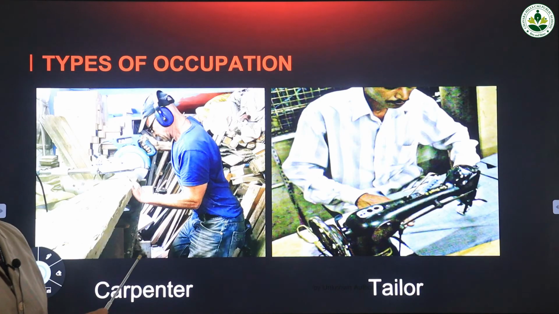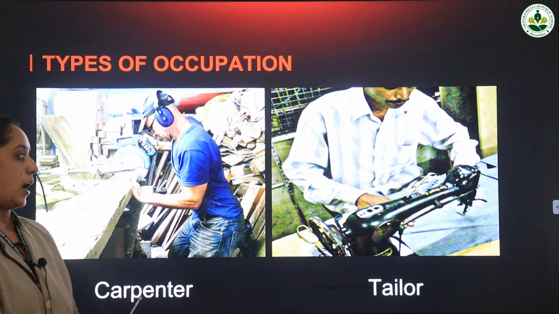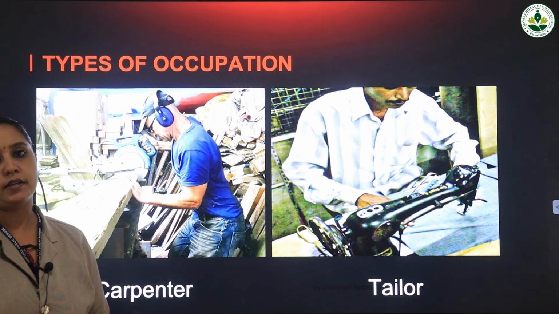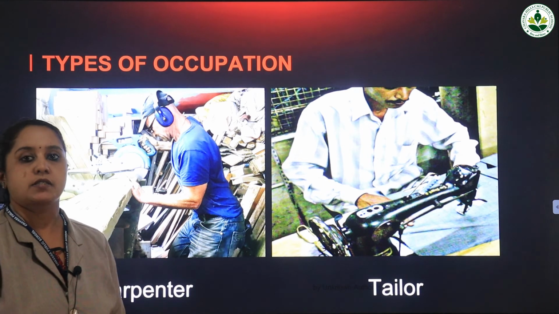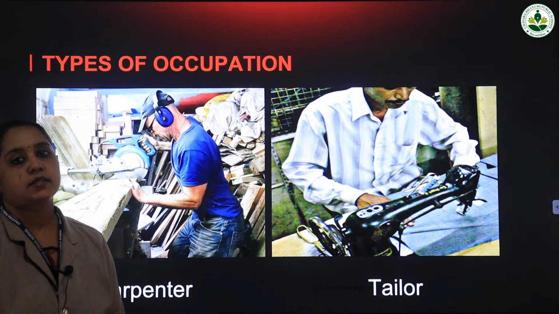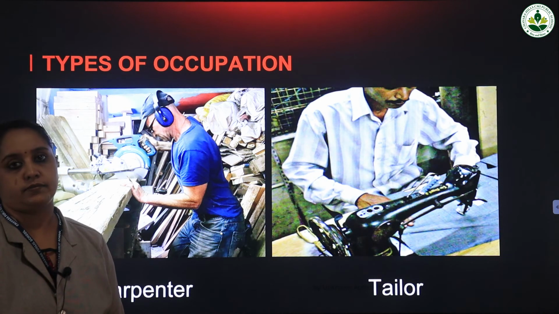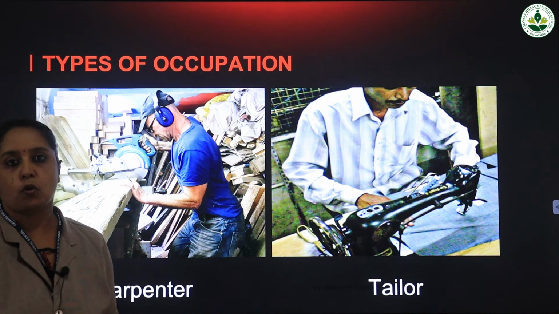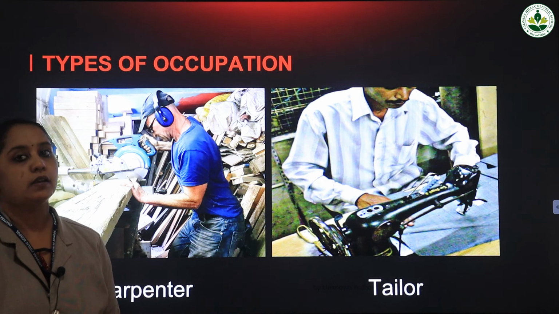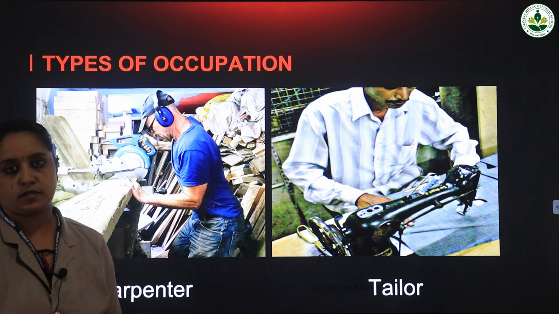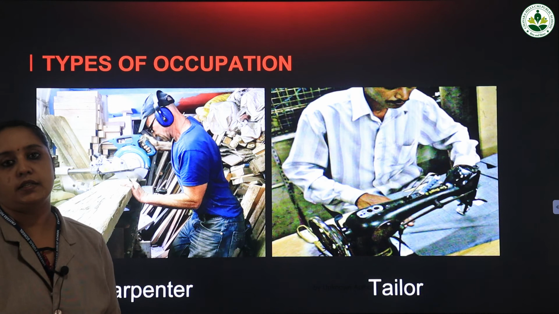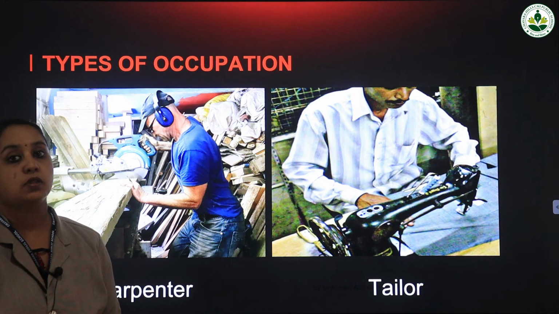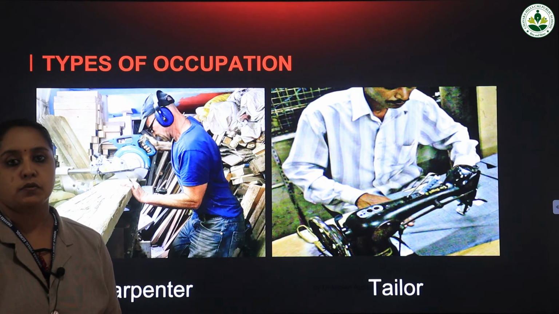Now what do you see in this picture? You can see a carpenter. Who is a carpenter? A carpenter is a person who makes different kinds of furniture. The table, chair, the cot, and all sorts of cupboards are made by carpenters. So what do they use to make this furniture? They use wood, and the tools used by them are hammer as well as saw.